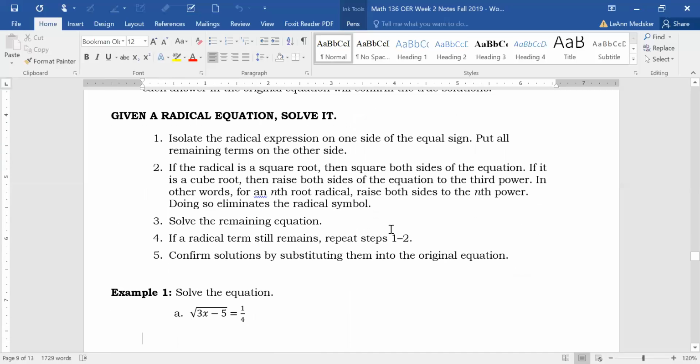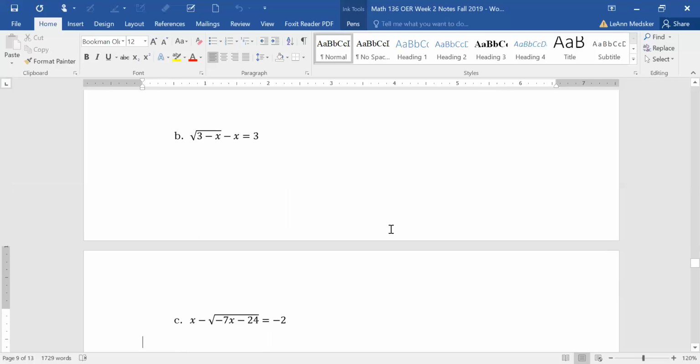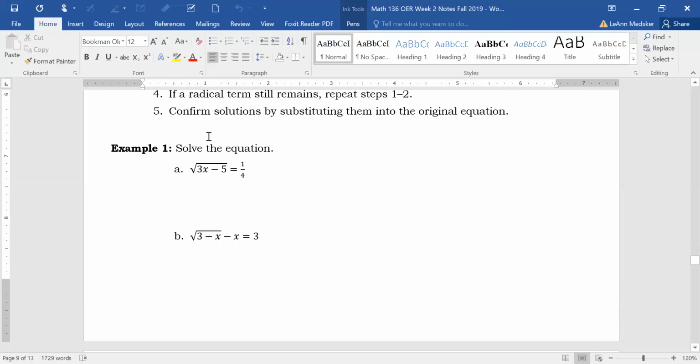Solve the remaining equation. If a radical term still remains, which means you would have had more than one to begin with, we will repeat steps 1 and 2. Confirm your solutions by substituting them into the original equation. So we're going to look at a couple of these together in this video.